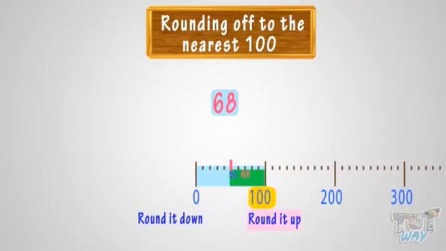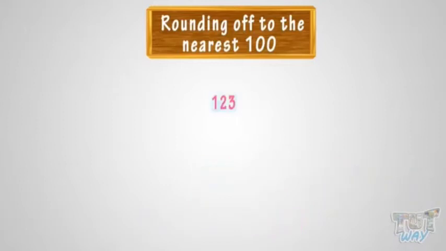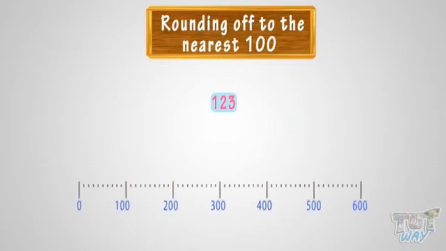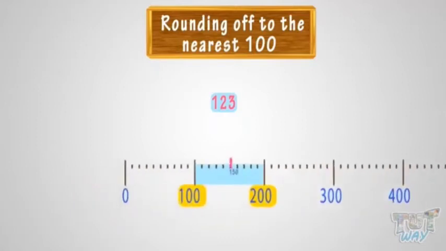Now let's take another example. 123. We have to round 123 to the nearest 100. Let's see where we can fit 123 on this number line. It is somewhere between 100 and 200. Here our number 123 is before the 50 mark, so we will round it down to 100.